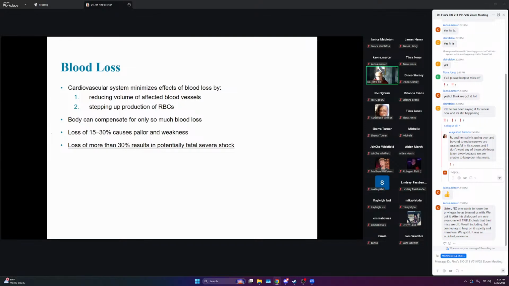Beyond that, when we get to about 1/3 of the blood loss of more than 30%, and you can see you're going to want to know this for the exam, this is where we run into life-threatening situations with shock setting in. Okay, it's at about 30% of total blood volume loss where fatal shock can occur.